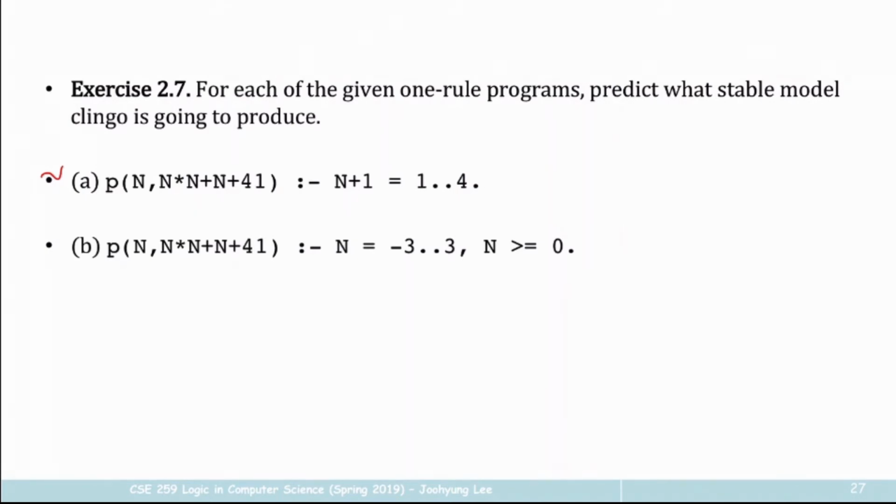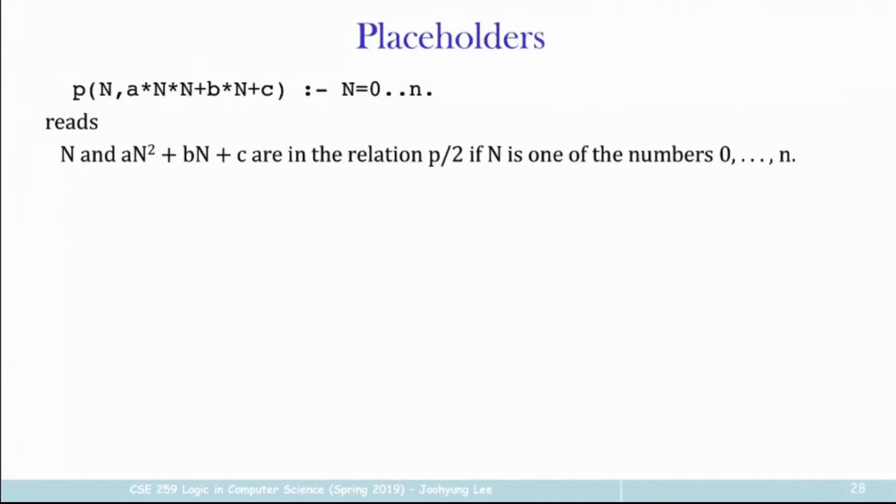For B, you see that n goes from -3 to 3. However, the second comparison is saying that n is also greater than or equal to 0. So the values of n that satisfy both is still 0, 1, 2, 3. So the output is again the same. If you don't believe me, you can use Clingo to verify this.